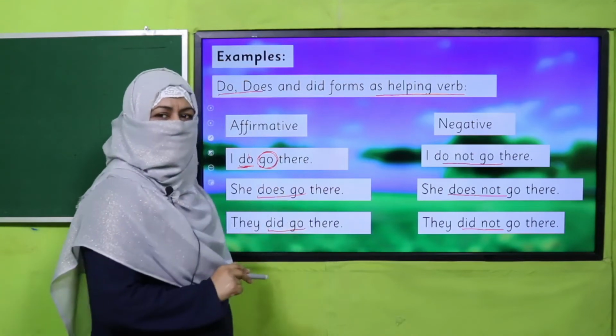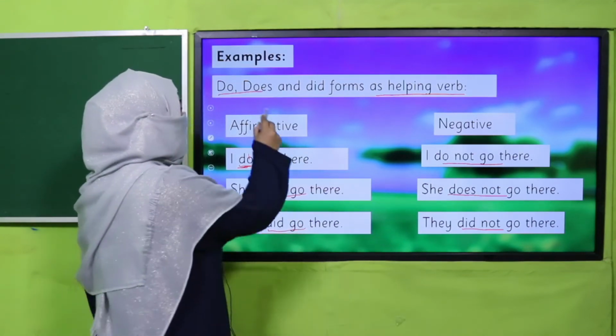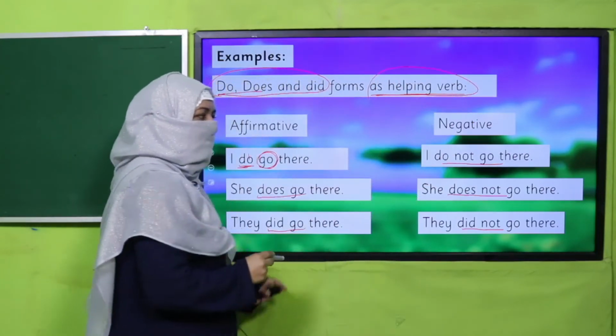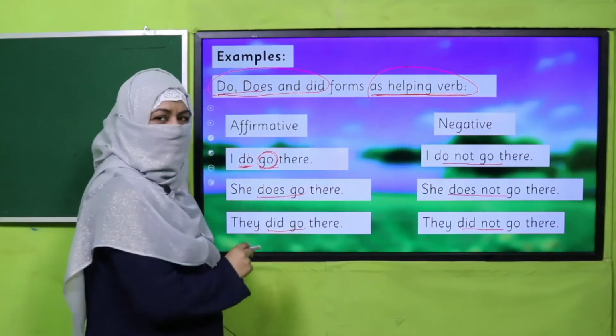All these sentences are the example of do, does and did as helping verbs. And what is the main verb here? We know it's go. Okay.